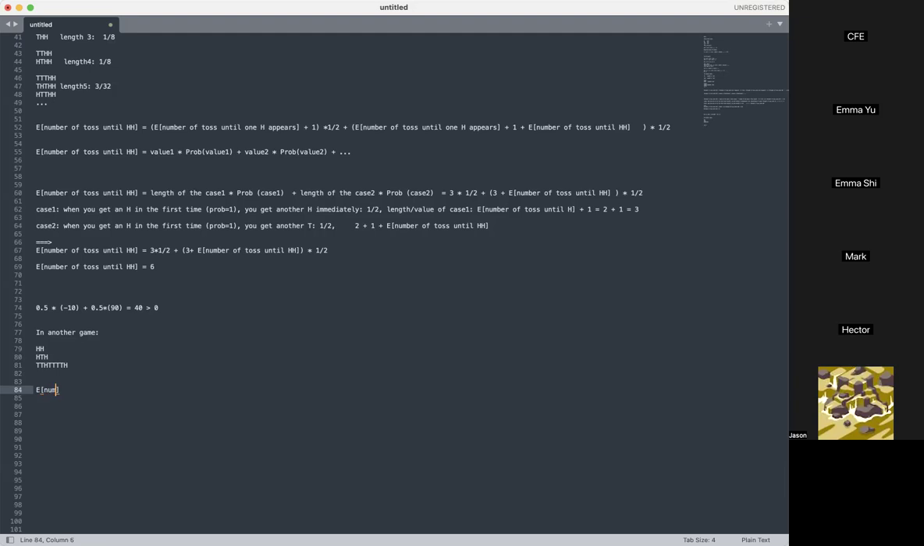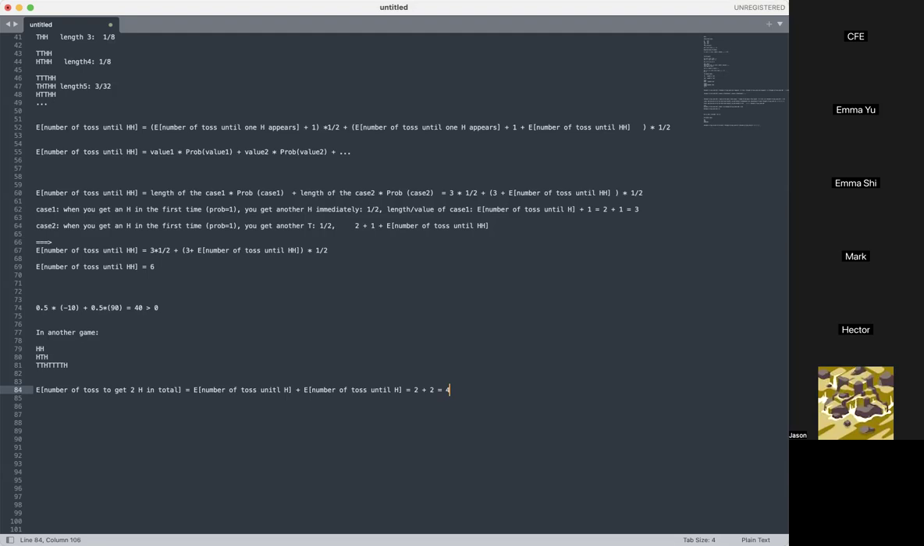So we expect the number of tosses to get 2 heads in total. First, we need the expected number of tosses until 1 head, right? I mean, we don't need to multiply by a probability because this always happens. And when 1 head appears, then we still need the number of tosses until 1 head, right? Yeah. So then it becomes 2 plus 2 equals 4.